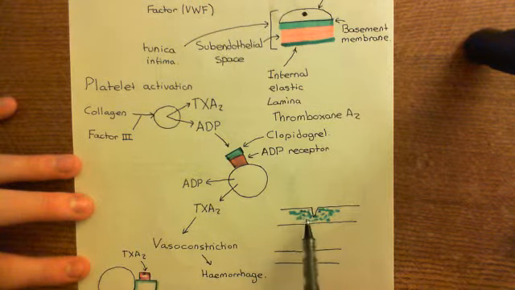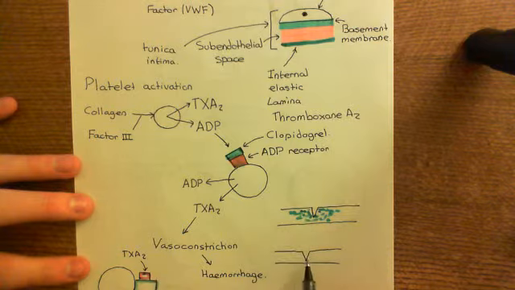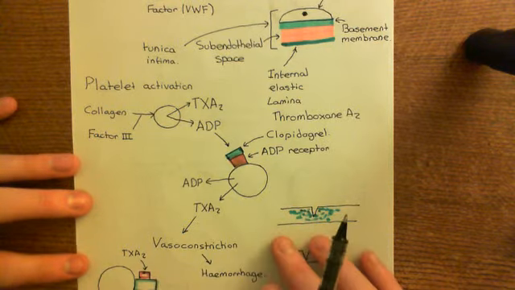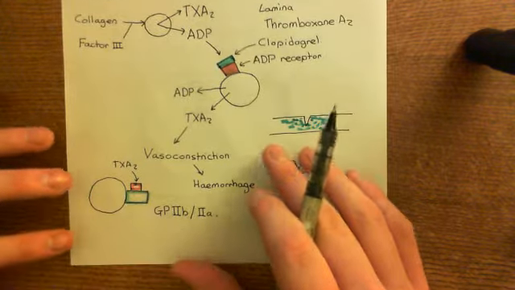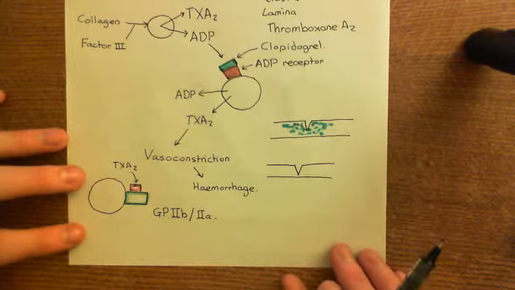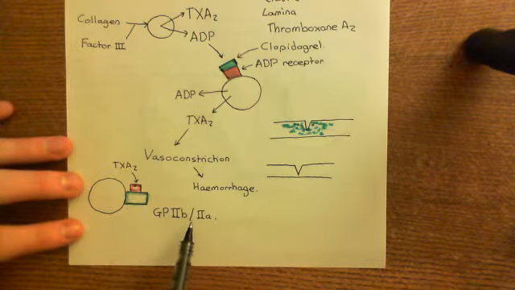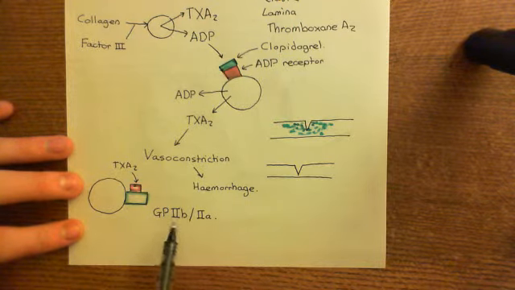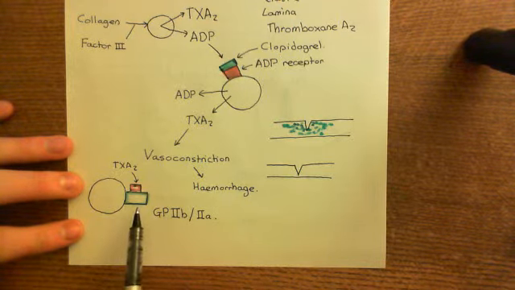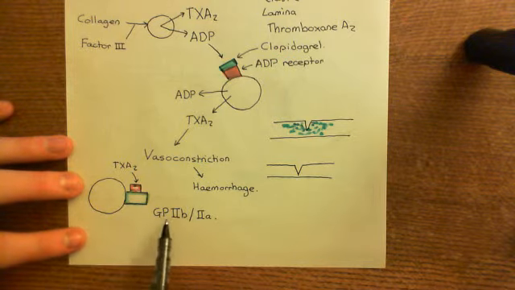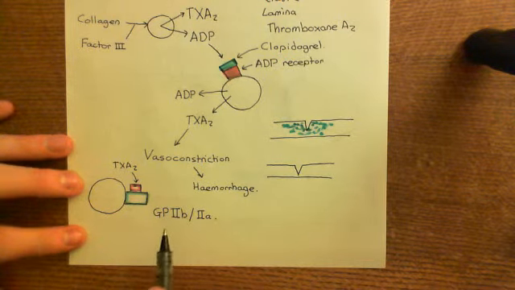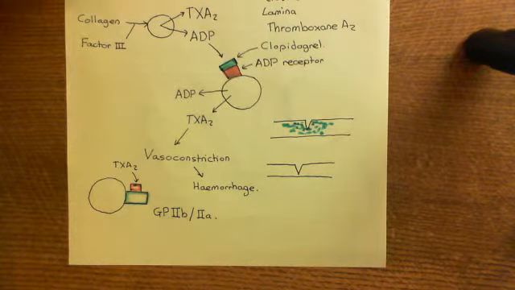And thromboxane A2 has two effects. Firstly, it's going to cause the vasoconstriction of the arteriole to limit the amount of blood that is getting to this portion where you have the cut. And secondly, it's also going to bind to the glycoprotein 2b/2a, and this is going to lead to the activation of this glycoprotein 2b/2a so that it can now bind to fibrinogen. And this is rather cool, what happens next.